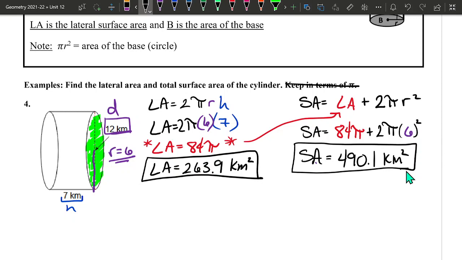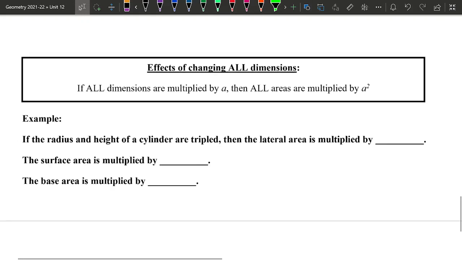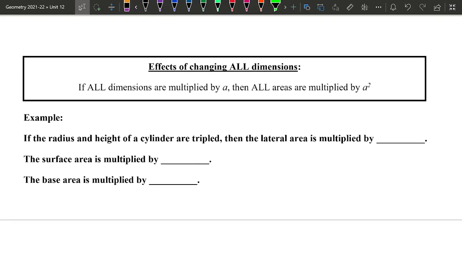All right, so again, it works the same as with a prism. It's just your base is always a circle. And then at the bottom, we've already done this, but I feel like it needs to be addressed again. Effects of changing all the dimensions. If all the dimensions are multiplied by a value, in this case I'm saying a, then all the areas are multiplied by a squared, because the dimensions are linear dimensions. And the area is squared.